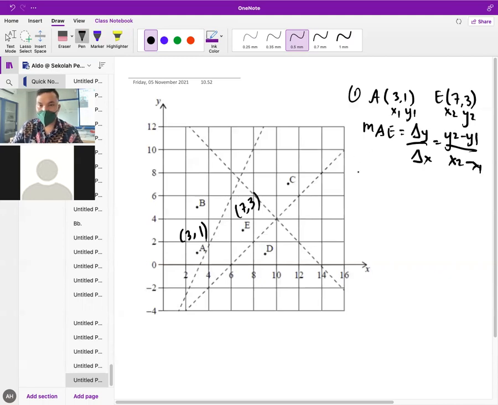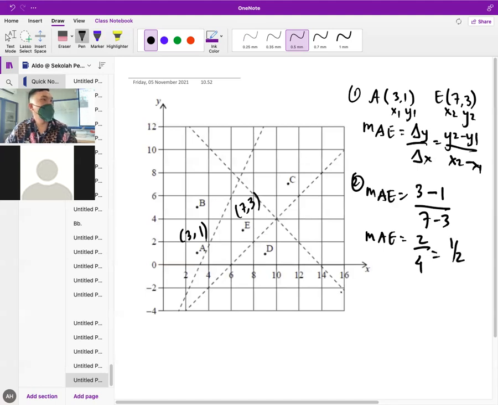So this is the first step. This is the second step. The gradient AE is equal to Y2 minus Y1, which is 3 minus 1, over 7 minus 3. So this is equal to 2 over 4, so a half. Positive a half.